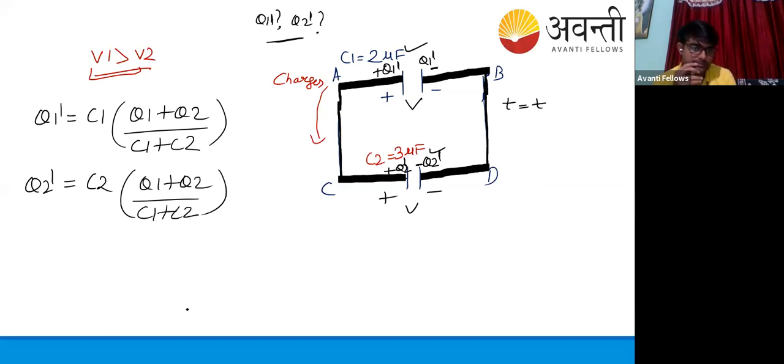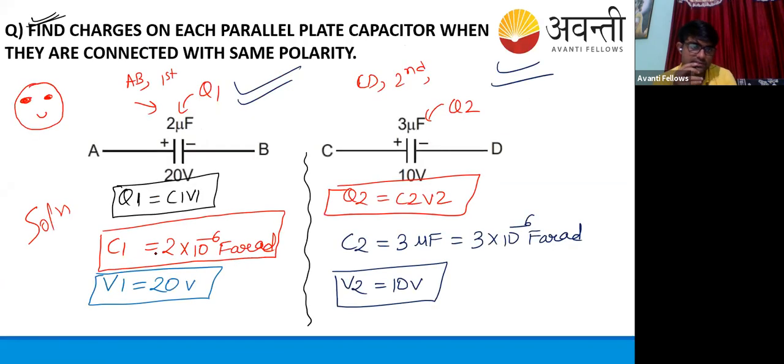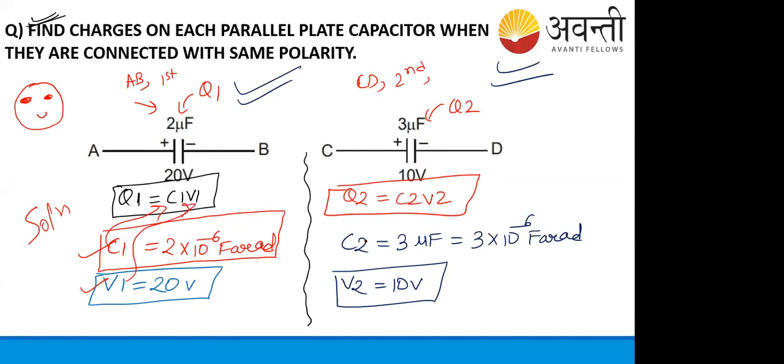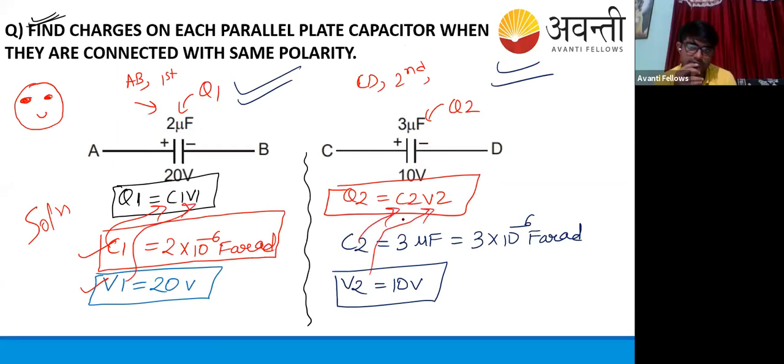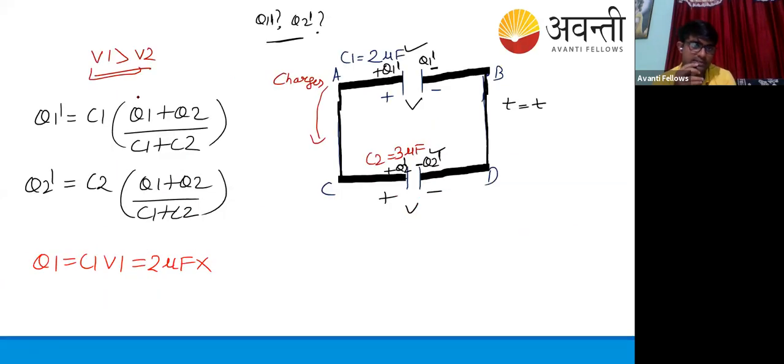We know that initially Q1 is equal to C1 V1. So C1 is basically 2 microfarad, and the potential difference initially was V1. Substitute this here and you will get Q1. Similarly, you will substitute here and you will get Q2, which we need in the formula, that is Q1 and Q2. So I'm substituting it. This is 20 volts initially, so Q1 is 40 microcoulomb.